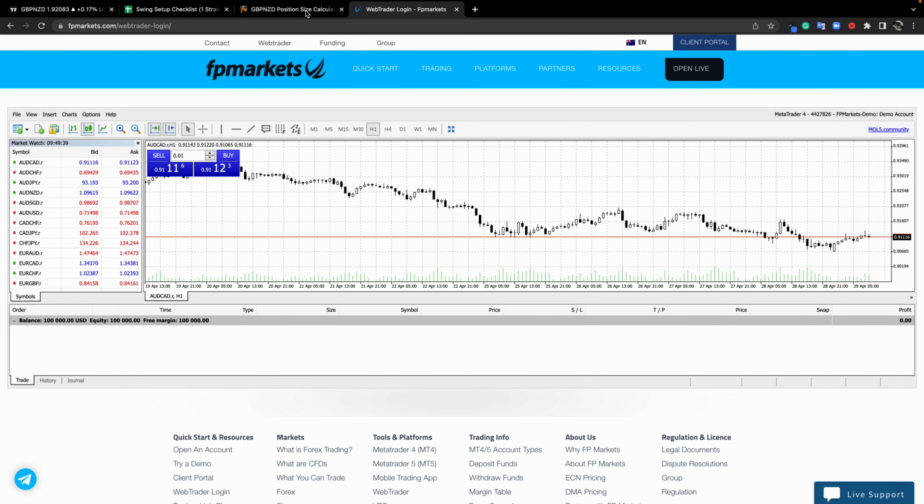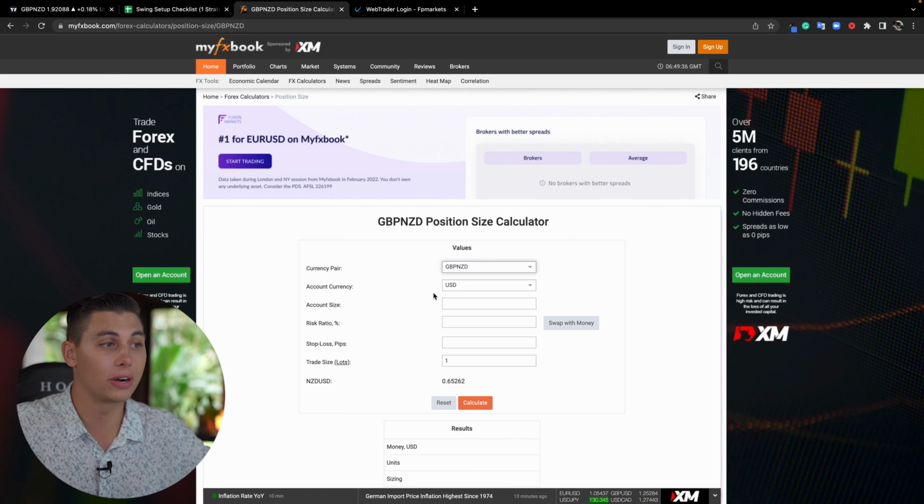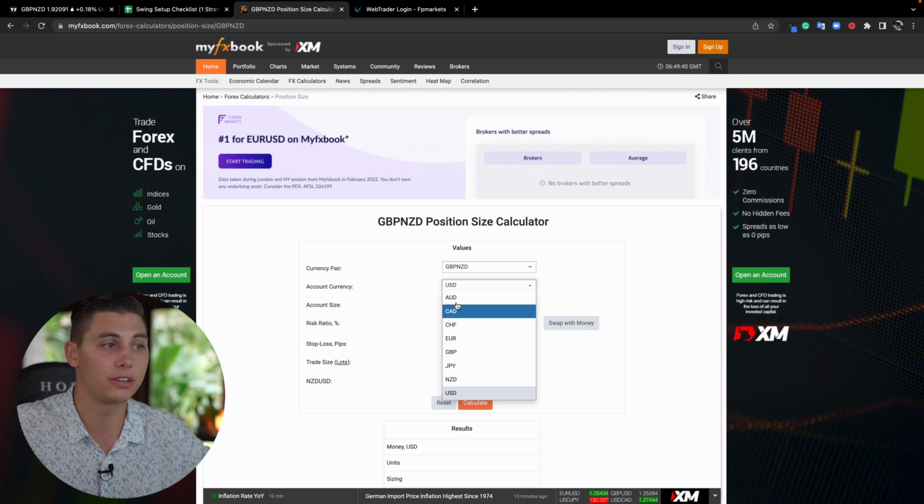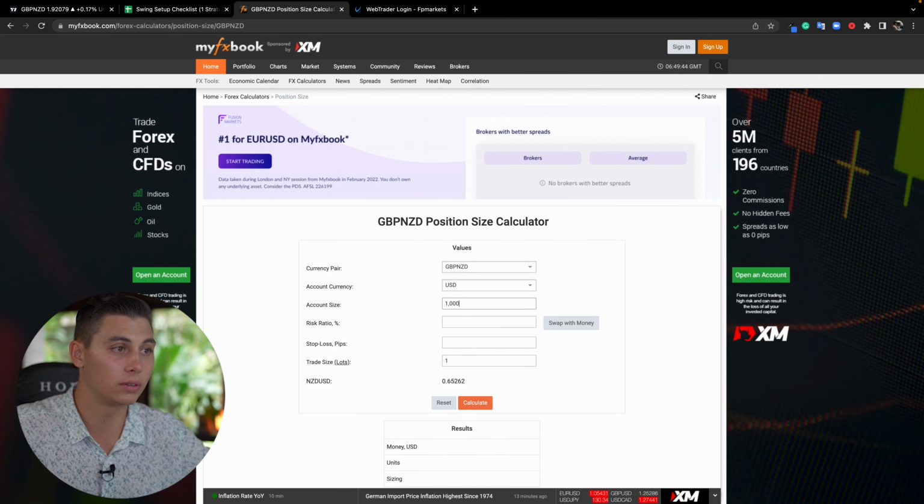So 100,000 US dollars. We go over here. So it's a US dollar account. If you're a euro account or a pound account, you can go ahead, GBP, just click it in here. Now account size 100,000. Risk ratio 1. It's always 1. So that's how much do we want to risk of our 100,000 US dollar account on this currency pair is 1. And the stop loss in pips.